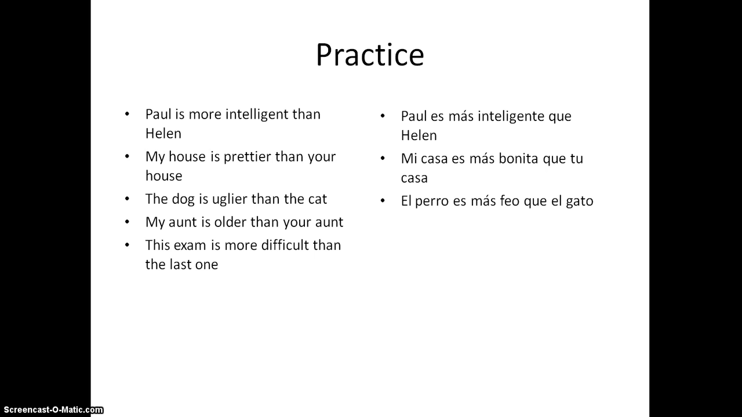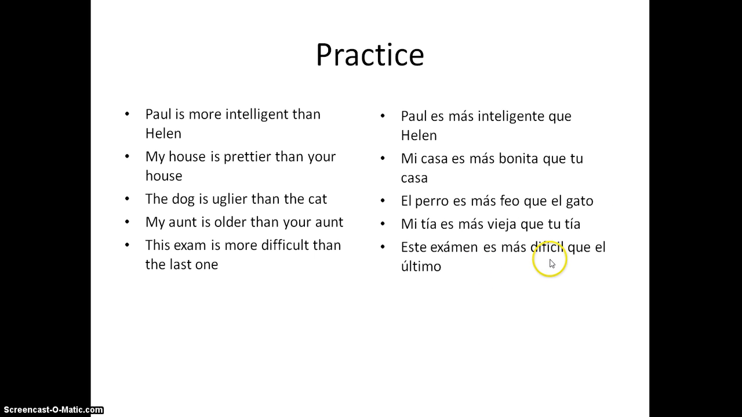El perro es más feo que el gato. Mi tía es más vieja que tu tía. We could say la tuya as well. Again, I've agreed my adjective here. And the thing that I haven't mentioned before, make sure you've got the accent on the más, otherwise it means but. The exam is more difficult than the last one, or this exam. So, este examen es más difícil que el último. Okay, so I hope you've got the idea of that.